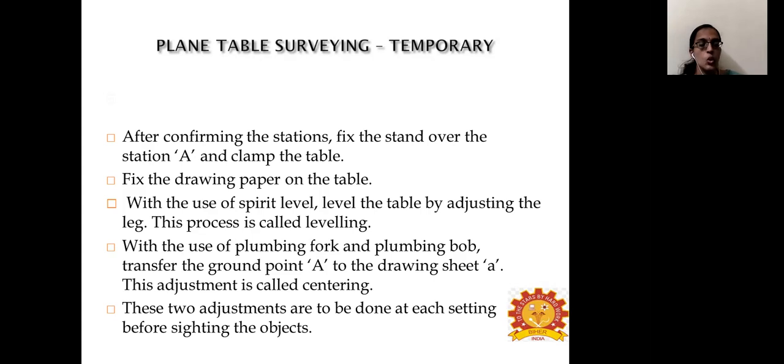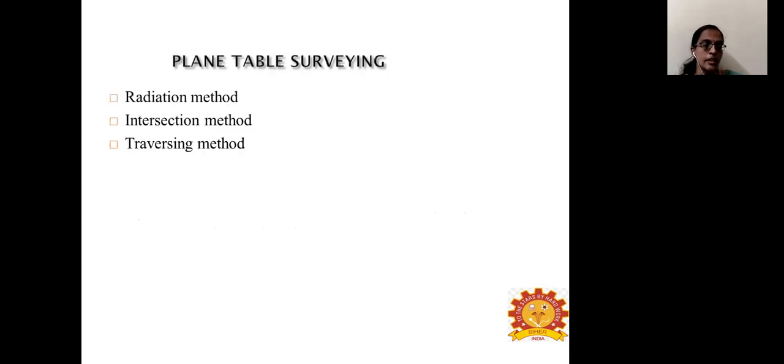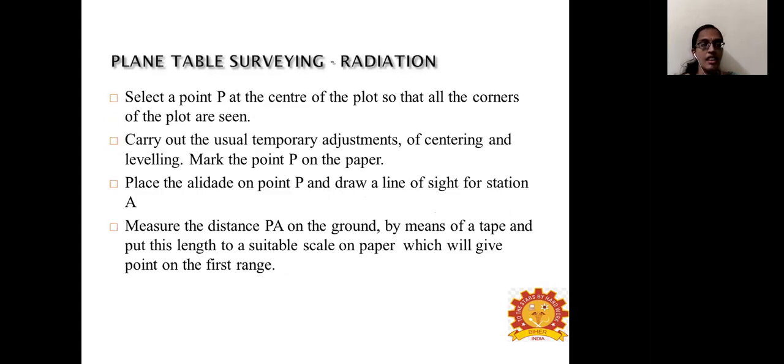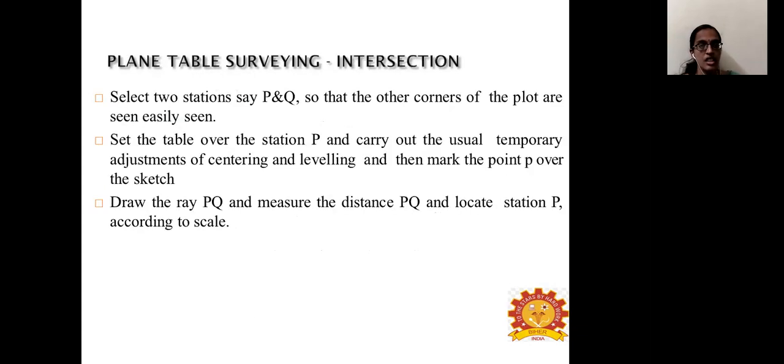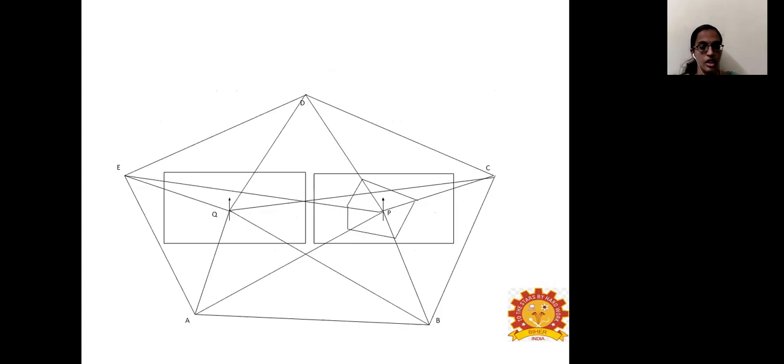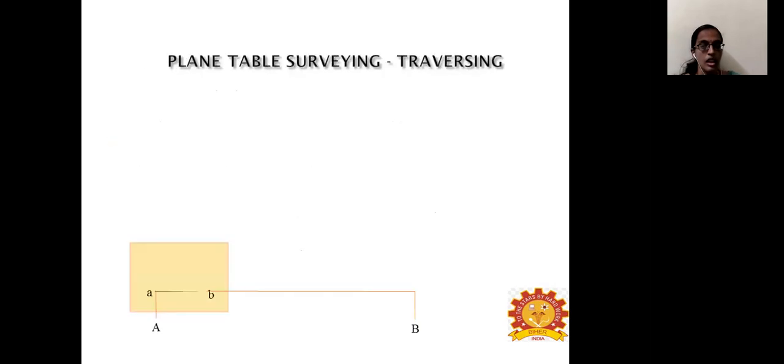These two adjustments are to be done at each setting before sighting the object. So we can see the radiation, intersection and traversing methods, which we have already seen. This is known as radiation. We know the intersection, that is how the lines are intersecting. And the last one is traversing.